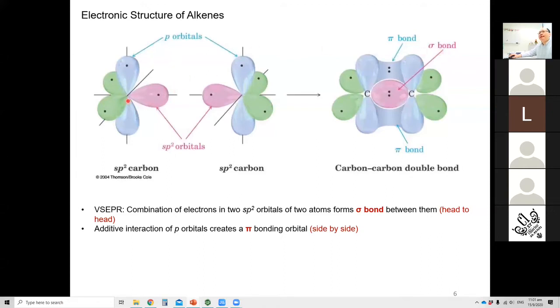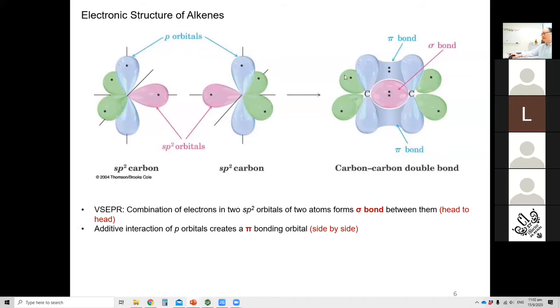And then there is another orbital, the p orbital, that is perpendicular to the sp2 orbital, okay? Once the sigma bond is formed, these two p orbitals are really close to each other now, and they also like to share electrons. They don't share electrons head to head, they share electrons side by side, okay? And that side by side overlap forms what we call a pi bond, all right? So for alkenes, we have a sigma bond formed by sp2 orbitals, and a pi bond formed by the p orbitals, okay? And these two bonds form the double bond, as we call it.